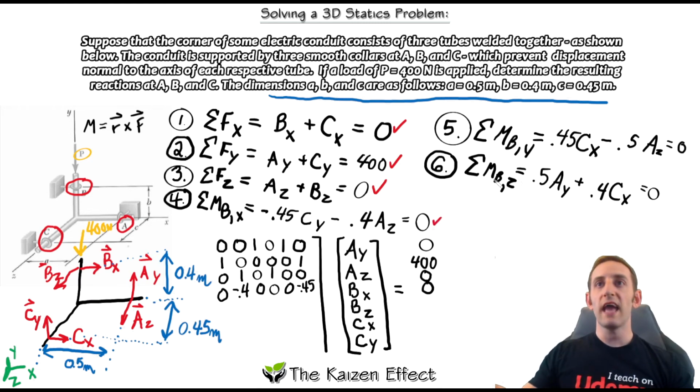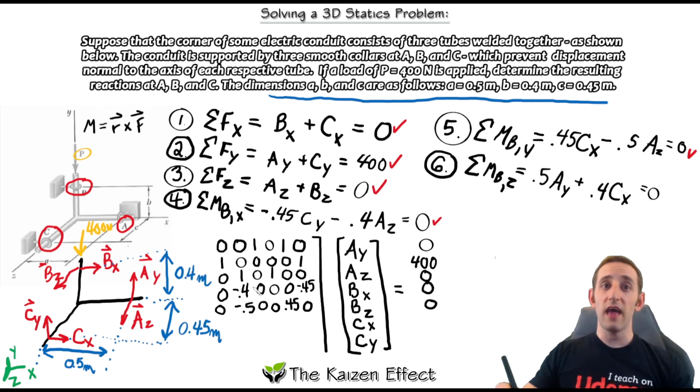And we want to look at equation number 5. So we do have an AZ, but we do not have an AY, so this one is 0. The AZ is a negative 0.5. We don't have any B terms, so they're both 0. We do have a CX, that's a 0.45. We don't have a CY, and that's all equal to 0. Okay.